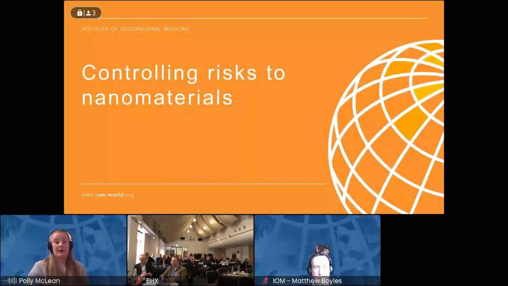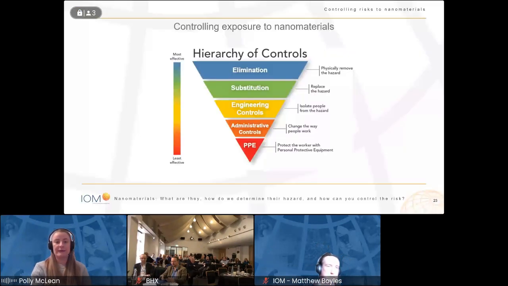Okay, so moving on now to controlling the risk. If you've identified that there is an exposure, you may need to take steps to control those risks. And basically how we would do this is similar to what you would do for normal chemicals, focusing on the hierarchy of control. So you want to go from the most effective control measure down to the least. You don't want to be focusing on only PPE to keep you safe from nanomaterials.